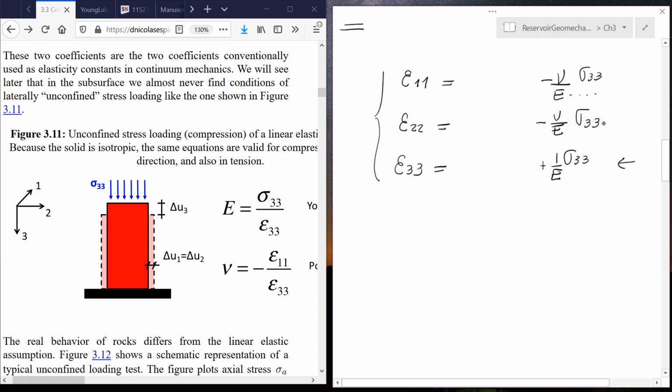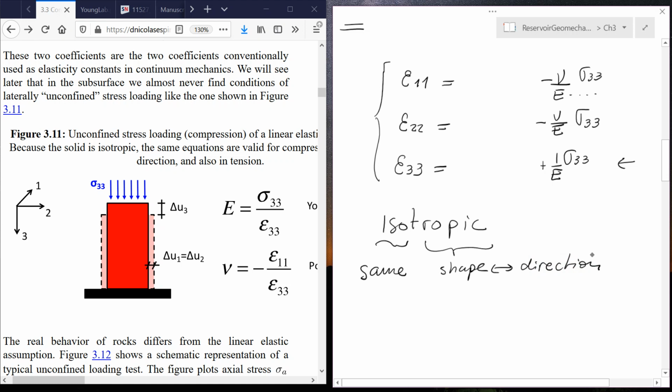Okay, that would be the set of linear strains in 3 dimensions that I get from the definition of Young modulus and Poisson ratio if I apply a stress in direction sigma 33. But in this case, I'm going to assume that this solid is isotropic. What that means is that iso means same, and tropos means a shape, or in this case more the meaning of direction. So it means that the properties are the same in all directions.